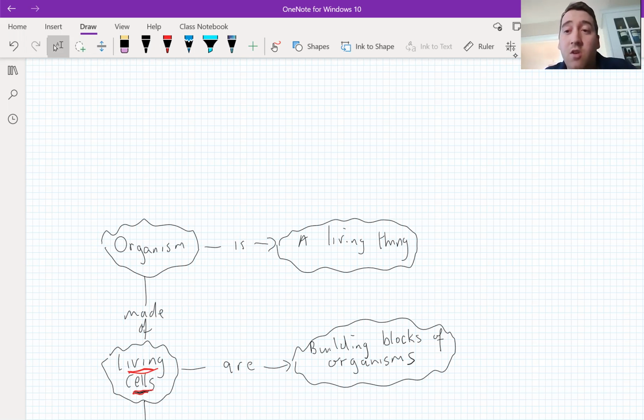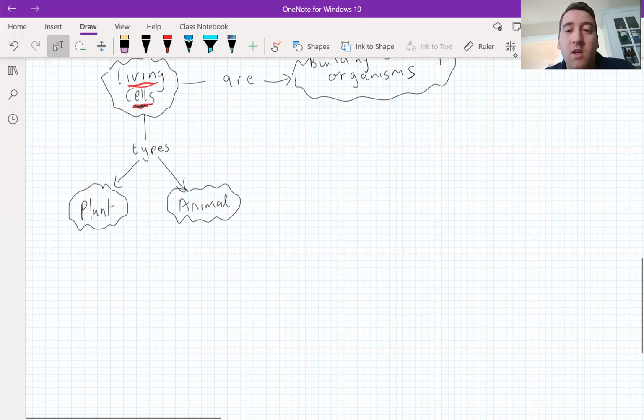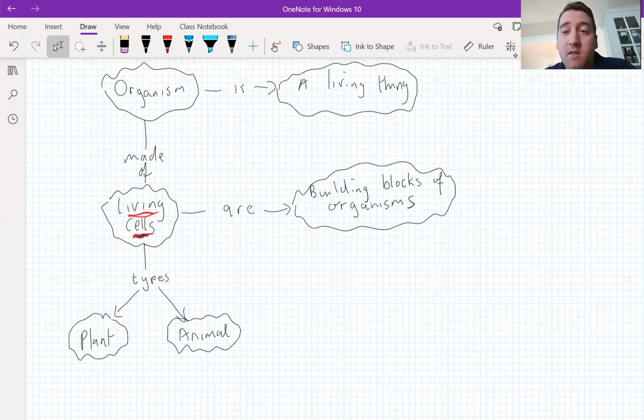Okay, so now you should only be watching if you have completed the diagram or you've tried your best to complete the diagram. This is what you should have. Check it, make sure it's the same as this. If you forgot anything, add it in now. If you need to change something and rub it out, change it, pause the video and do that now. Okay, so quick recap. Organisms are living things and they're made of cells. Cells are the building blocks of organisms. And there are two main types of cells, plant cells and animal cells. All right, so it's going pretty good so far.